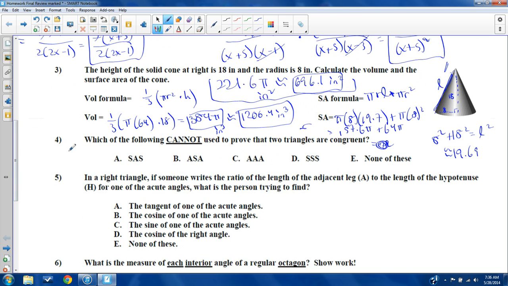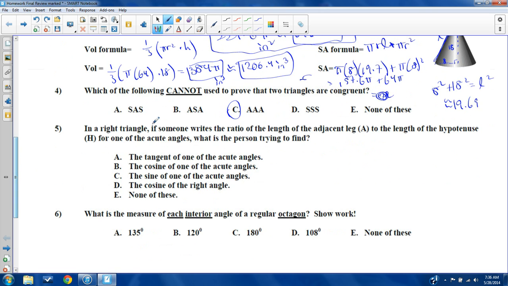And again, I'm running out of time. I have 6 minutes, 3 problems. Hopefully these will be quick. Which of the following cannot be used to prove two triangles are congruent? Angle, angle, angle. The other ones can be. Cool. Did a problem like that. Good. A lot of multiple choice.